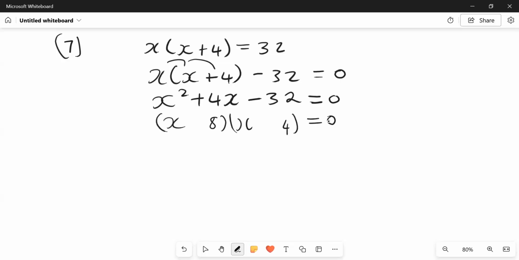Now x is equal to negative 8, or x is equal to 4. Then these are your final solutions.